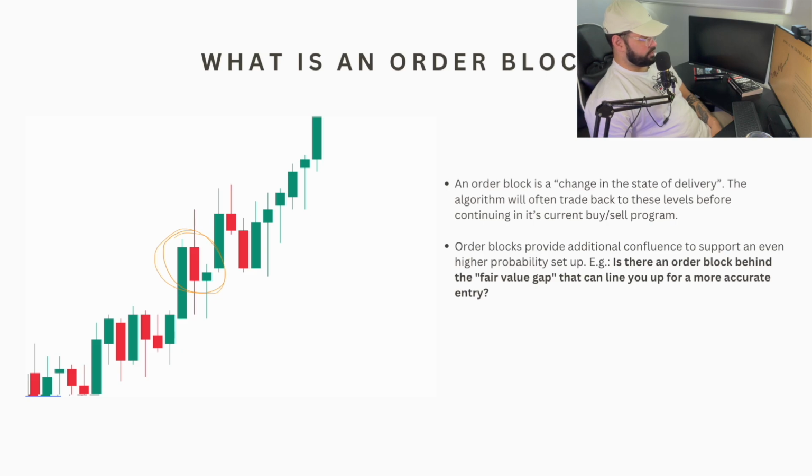So when you're looking at your ICT fair value gap setups, you want to see, is there an order block behind the fair value gap that can line you up for a more accurate entry? They're not always going to happen. Oftentimes they will be there, but you can use these to confirm and give yourself higher probability that your fair value gap entry is actually going to work. So what we'll do is I'll show you on the charts now this particular order block and fair value gap, and how you can use these to accurately enter a trade using the ICT fair value gap model.